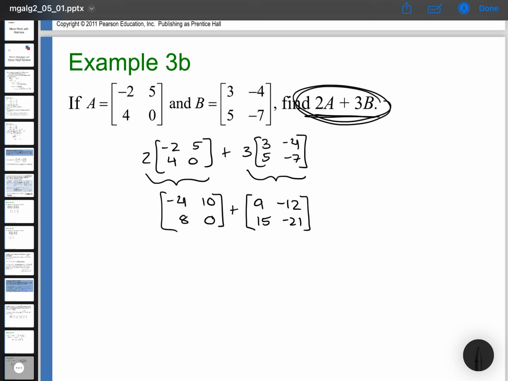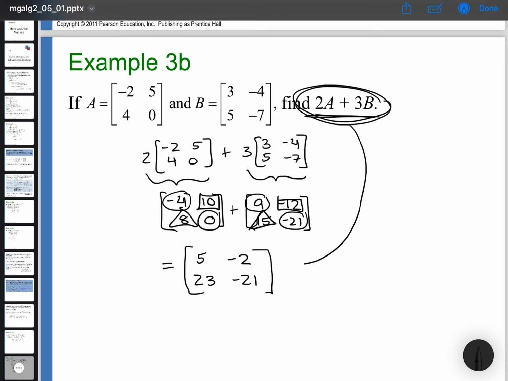Okay, final piece is just doing matrix addition. So I need to add these two, and that is going to result in -4 plus 9 is 5. 10 plus -12 is -2. 8 plus 15 is 23. And lastly, 0 plus -21 is -21. And this is our solution to 2A plus 3B.